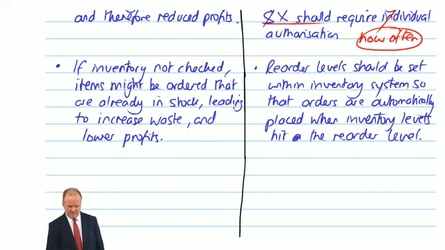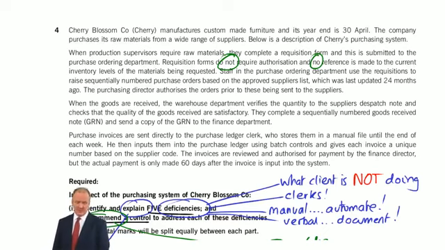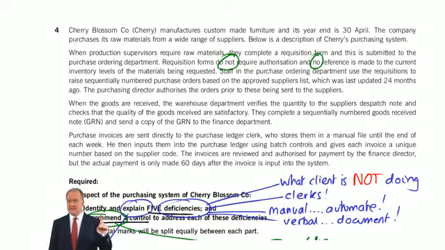Back to the question we go. Staff in the purchase ordering department use the requisitions to raise sequentially numbered purchase orders. Good. Based on the approved suppliers list. Good. You see there are strengths in here as well as deficiencies, and sometimes an exam question will ask for strengths. Which was last updated 24 months ago. So turning that around, it has not been updated within the last 2 years.